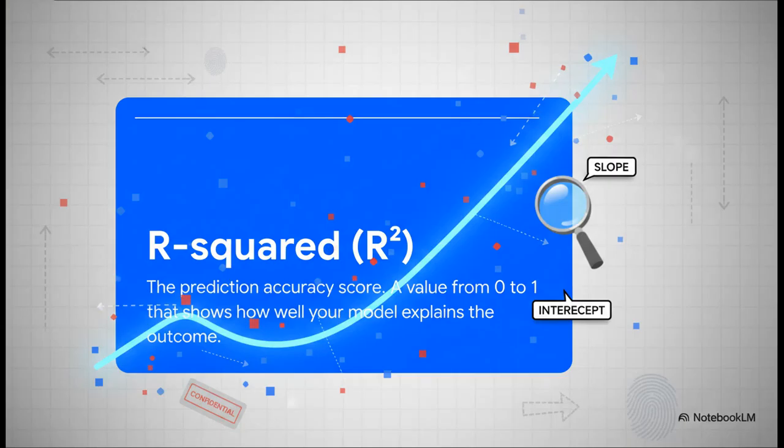But how good is our prediction? Is it reliable? That's where R squared comes in. You can think of it as an accuracy score for our model, from 0 to 1. So in our example, an R squared of, say, 0.85 would mean that 85% of the changes in our sales can be explained by our advertising budget. The other 15% is just other stuff. It's a really clear way to see how much of the story our model is actually telling.